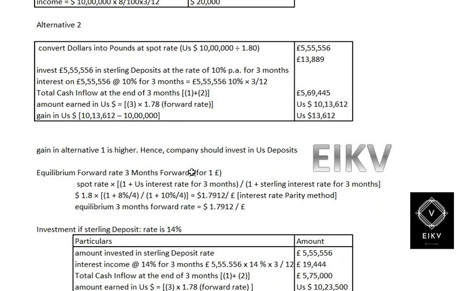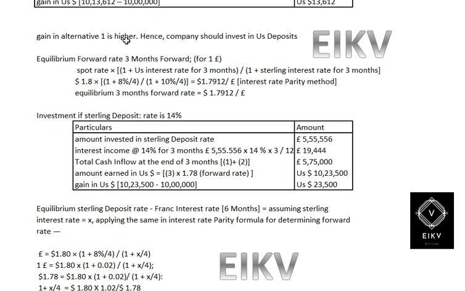While comparing these two figures, we can find that it is better to invest in USD rather than investing in GBP or pound. So the gain in alternative one is higher. The company should invest in US deposit.